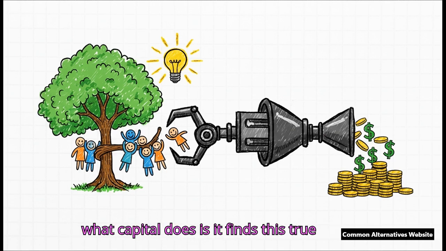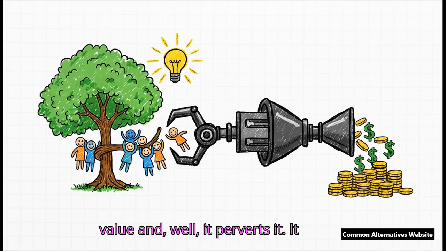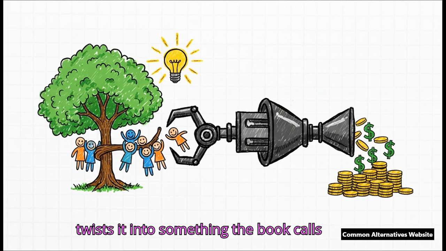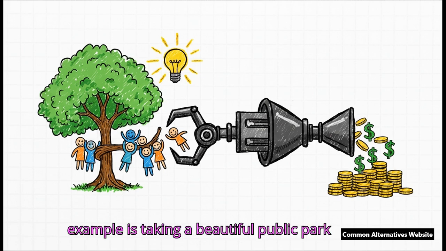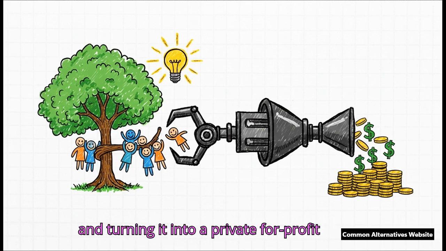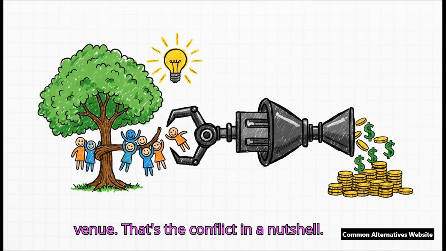The book argues that what capital does is it finds this true value and it perverts it. It twists it into something the book calls fetish value, which is value that's only about profit and accumulation. A perfect example is taking a beautiful public park and turning it into a private for-profit venue. That's the conflict in a nutshell.